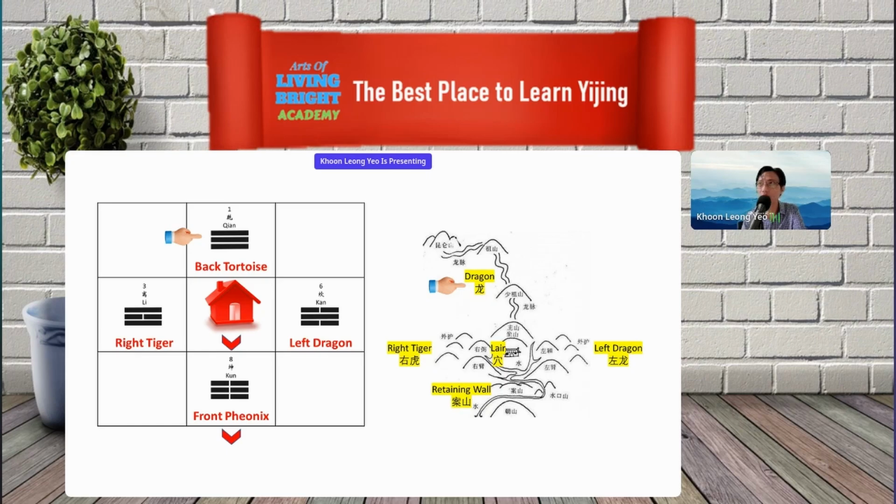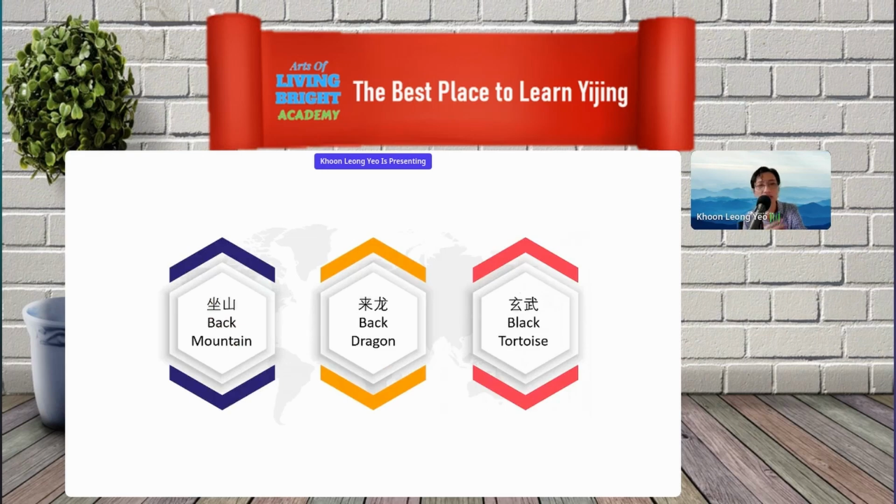Right. So when we talk about the back dragon, some call it the black tortoise, Xuan Wu, basically means this dragon. Okay, this dragon here, this 乾卦. So some call it the Zuo San, not wrong. Some call it the Lai Long, the back dragon, not wrong. Some call it the Xuan Wu, also not wrong. They are just labels.